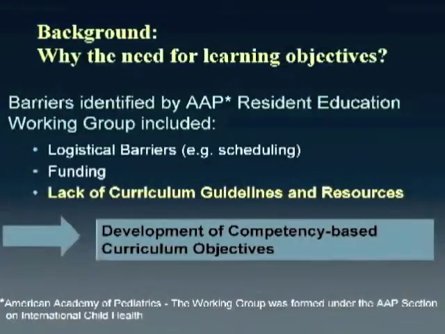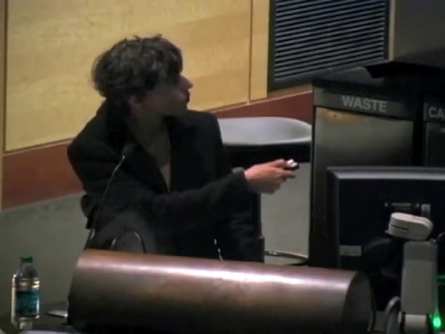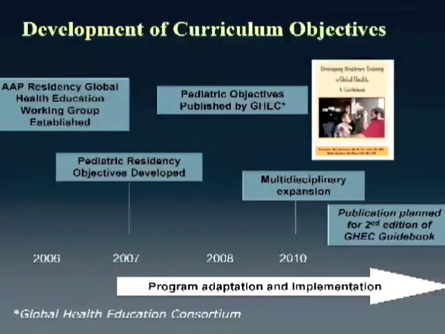But there are barriers, there are difficulties, including a lack of curriculum and guidelines, particularly at the postgraduate level. And this was identified as a major barrier by an American Academy of Pediatrics working group on resident global health education. This working group was established about 4 years ago to address barriers in resident global health education, including the lack of global health guidelines and curricula. And we did this by developing a comprehensive set of learning objectives, which I will describe in further slides.